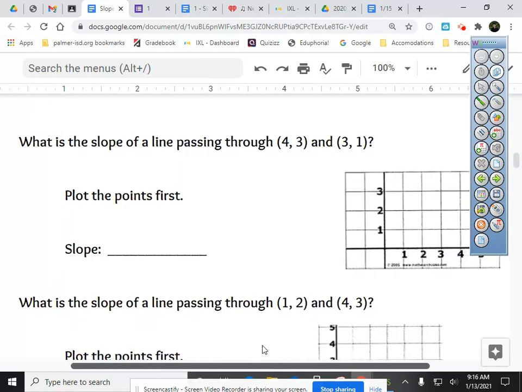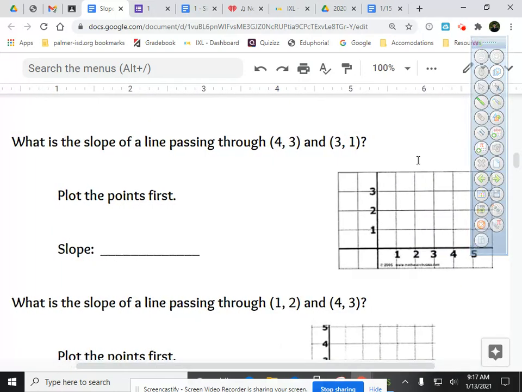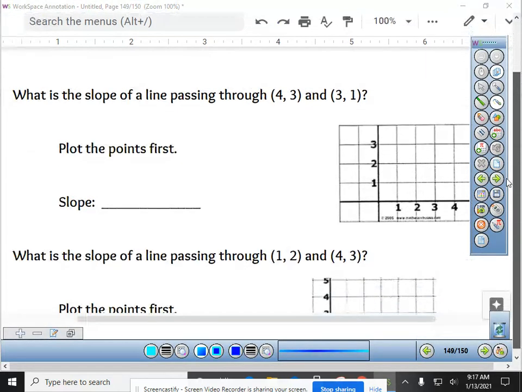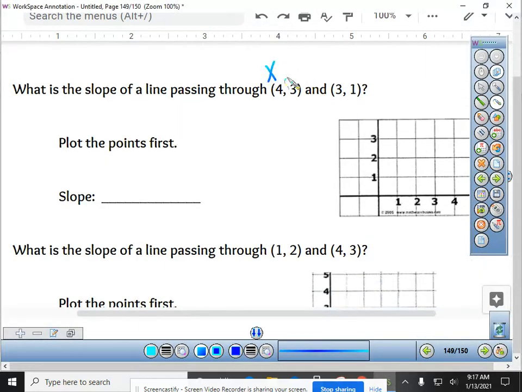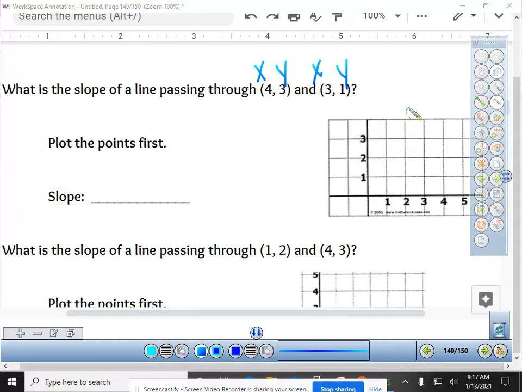All right. What is the slope of a line passing through (4, 3) and (3, 1)? This is when we're going to go back to last year and we plotted those points on a coordinate grid. This is X, right? This is Y. And this is X and this is Y. We are all aware of that, yes? Yes. So when we're going to plot (4, 3), and we start at 0, where do we go first? X. To the right or up? To the right. To the right, and then we go up how many? 3. 3, and put a dot.